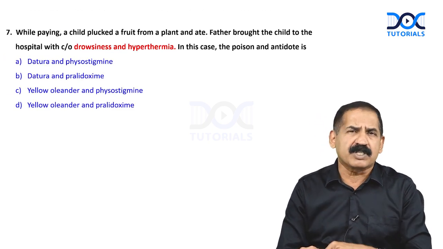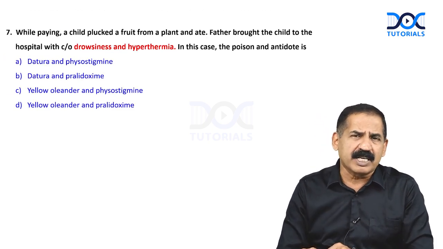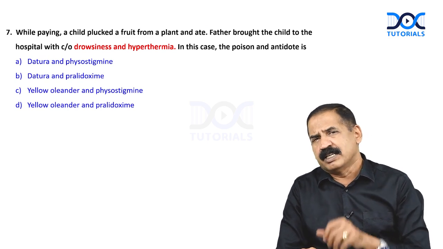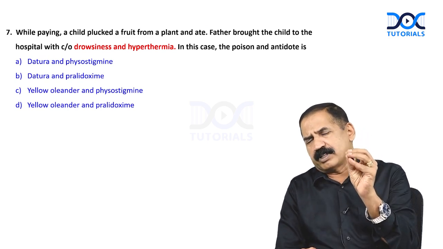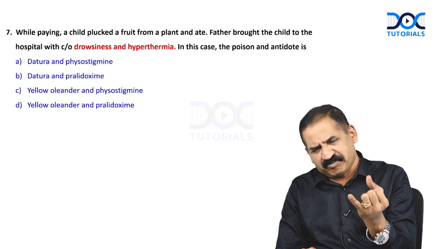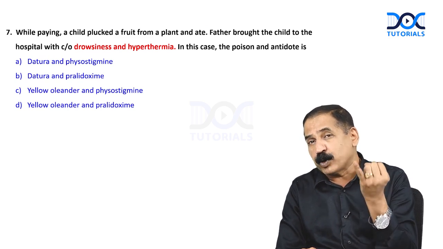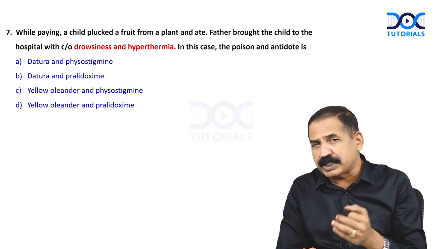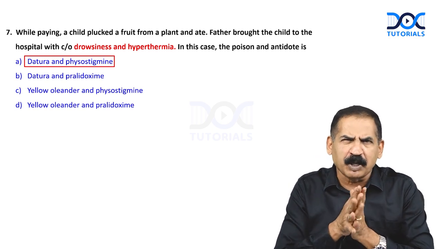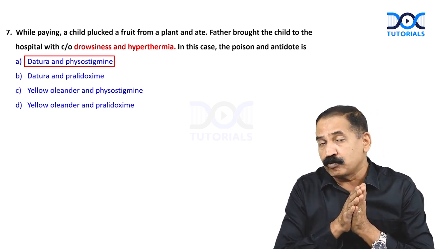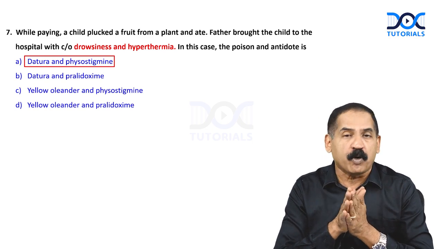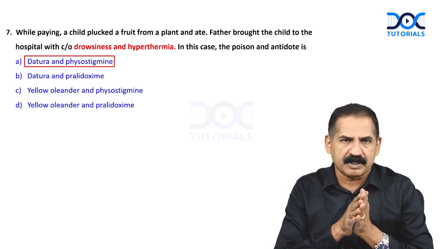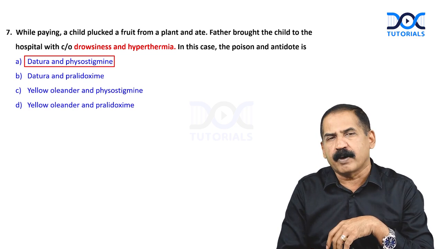Same related questions have been asked, drowsiness and hyperthermia. The antidote for Datura may be physostigmine, maybe pilocarpine, or maybe neostigmine. Pralidoxime is the antidote for organophosphorus compound poisoning. Oximes are not for Datura. Okay.